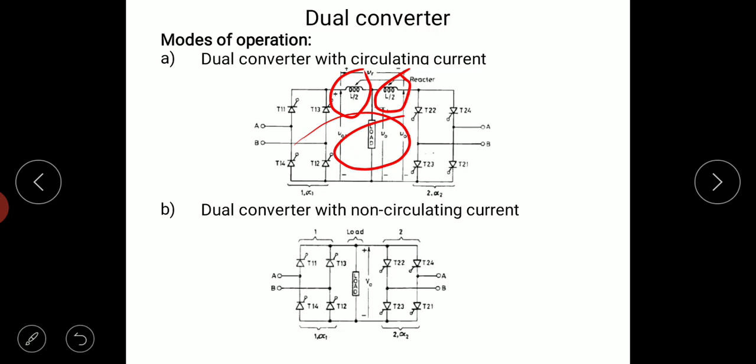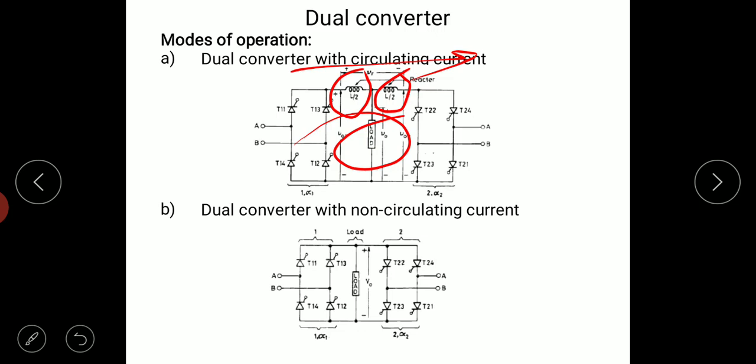Okay, so this reactor will limit the change in current, or it will limit the circulating current that can flow through the thyristors. But remember, the currents are limited, they are not eliminated. The current will still flow, but it will be limited, it will not be uncontrolled.